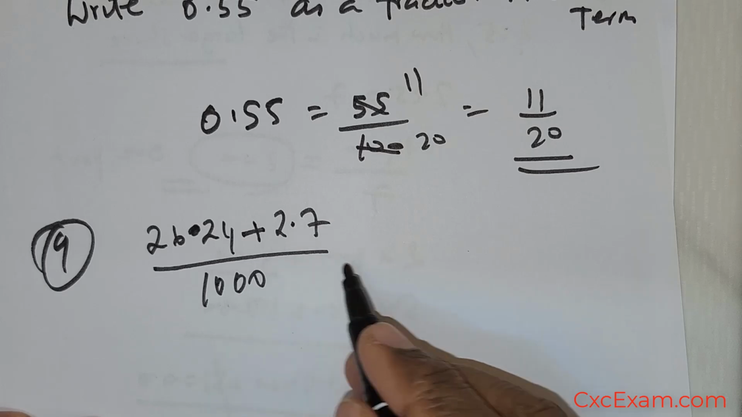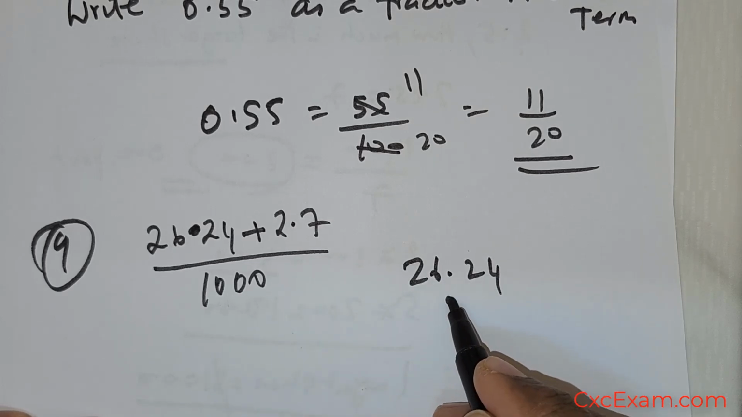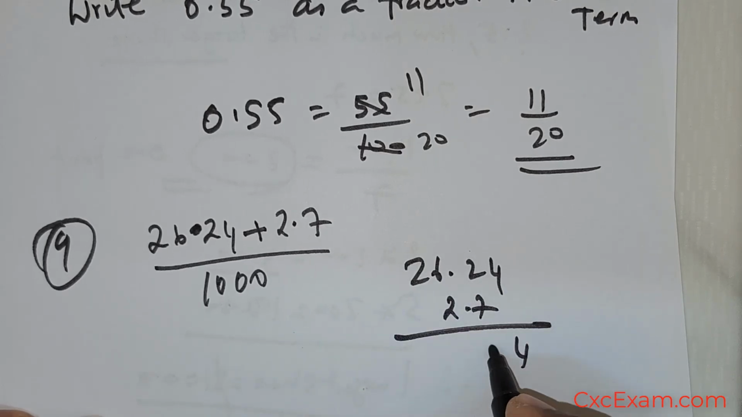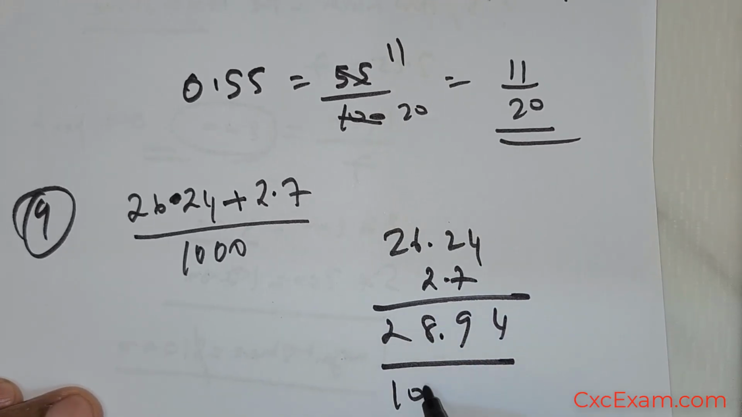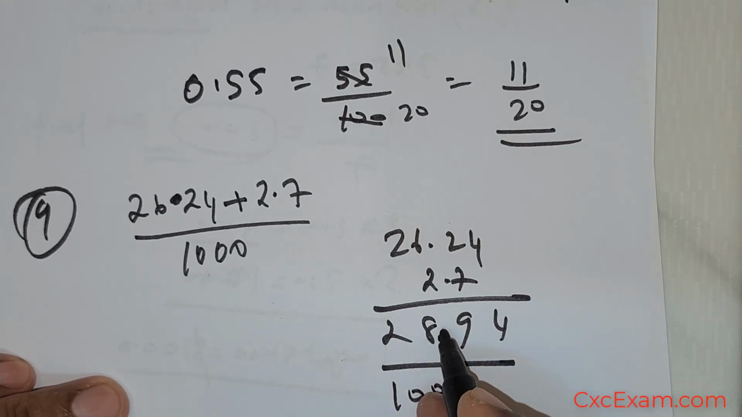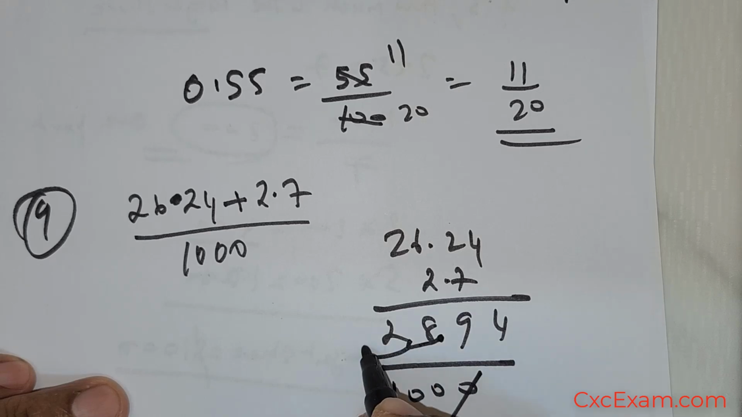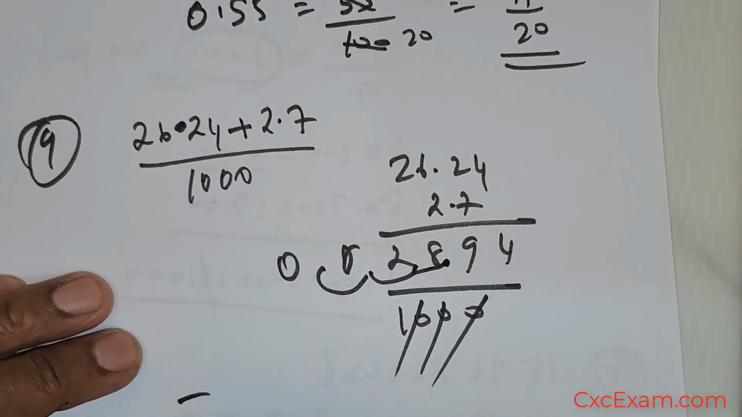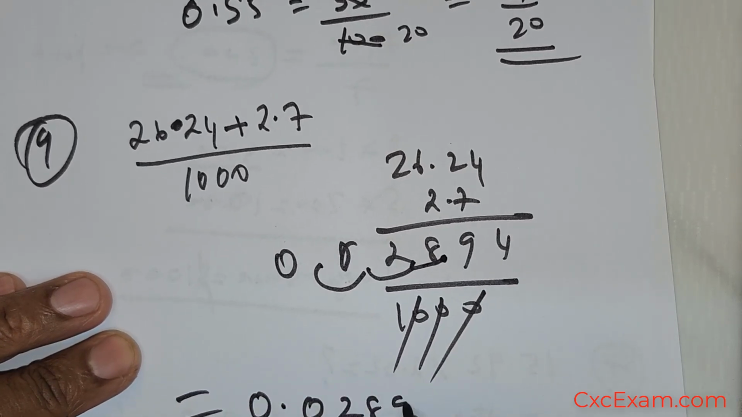You have to evaluate this: 26.24 and 2.7, this is 4, 9, 8 and 2, divided by 1000. So that means you will have to push the decimal from this point towards the left: 1, 2 and 3. So the solution is 0.02894.